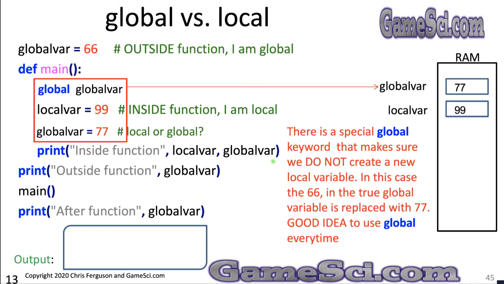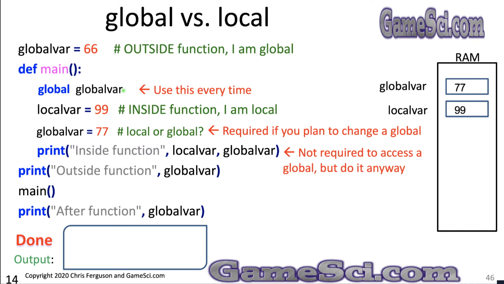This keyword makes sure that we do not create a new local variable. In this case, the 66 in the true global variable is going to be replaced with a 77. It is a good idea to use the global keyword every time you want to access a global variable. If you create global variables at the top, make sure you use this global line in every function that's going to use that global variable. Use this line every time you want to access a global variable.